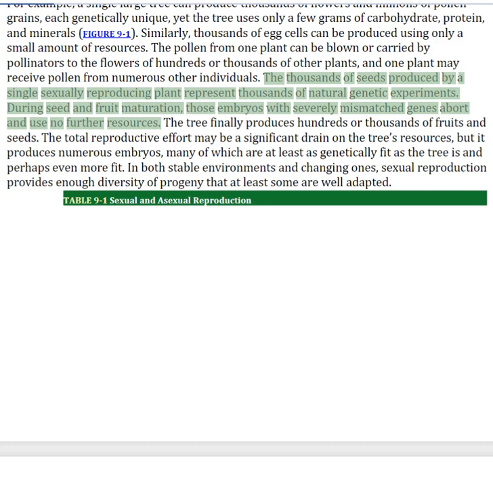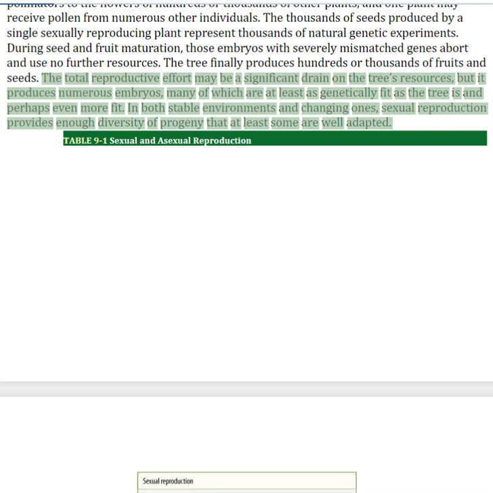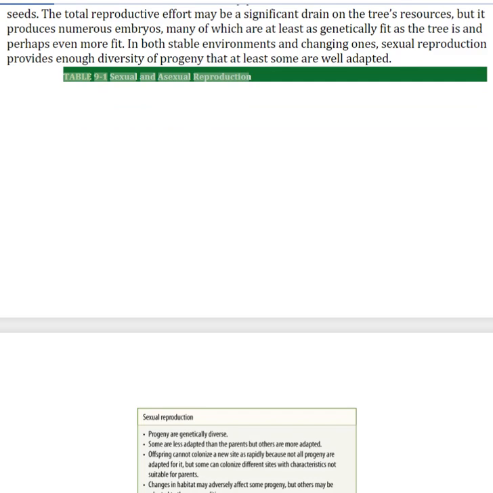During seed and fruit maturation, those embryos with severely mismatched genes abort and use no further resources. The tree finally produces hundreds or thousands of fruits and seeds. The total reproductive effort may be a significant drain on the tree's resources, but it produces numerous embryos, many of which are at least as genetically fit as the tree is and perhaps even more fit. In both stable environments and changing ones, sexual reproduction provides enough diversity of progeny that at least some are well adapted. Table 9.1. Sexual and asexual reproduction.